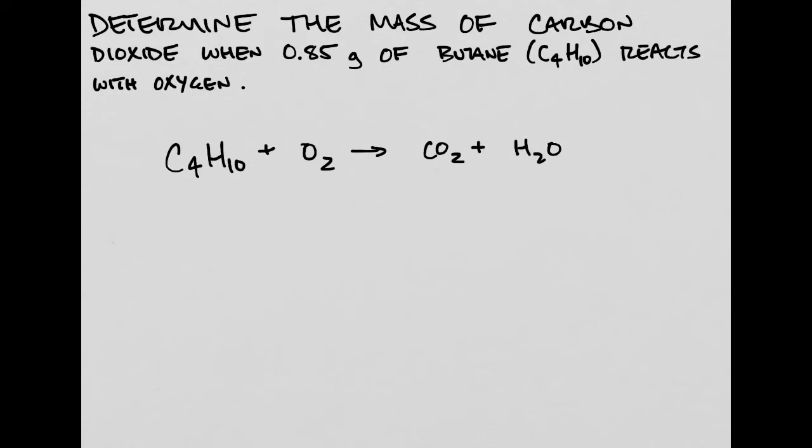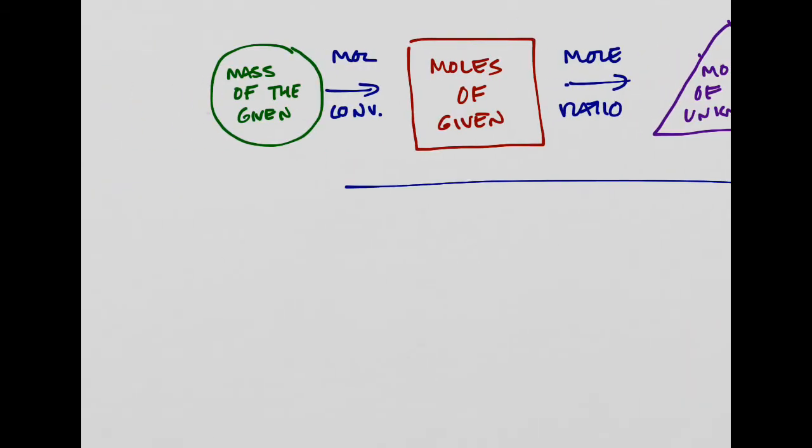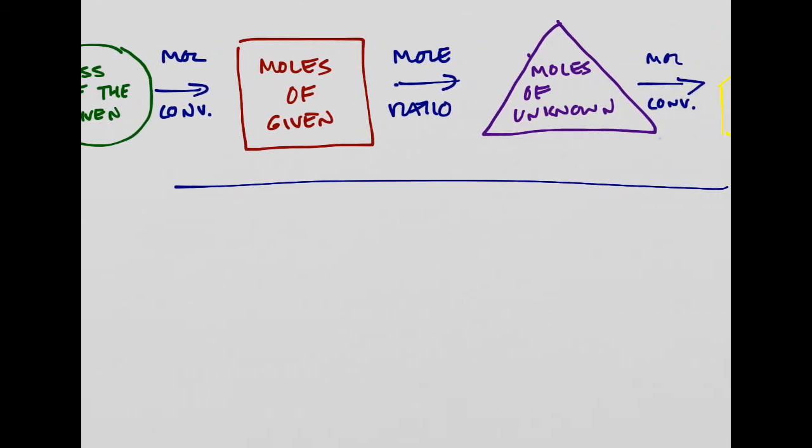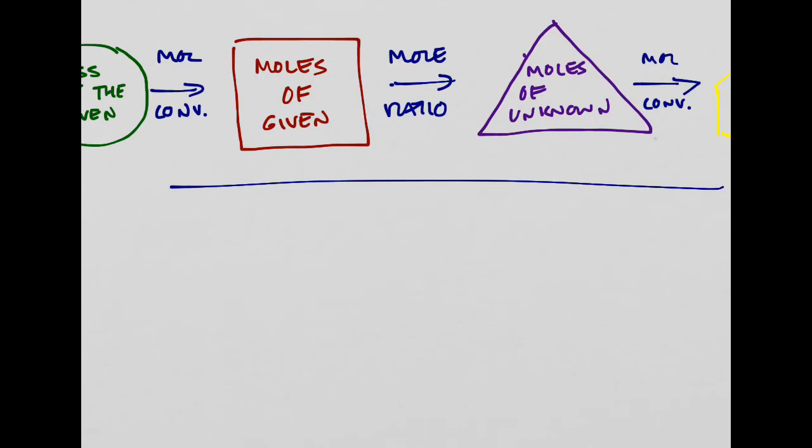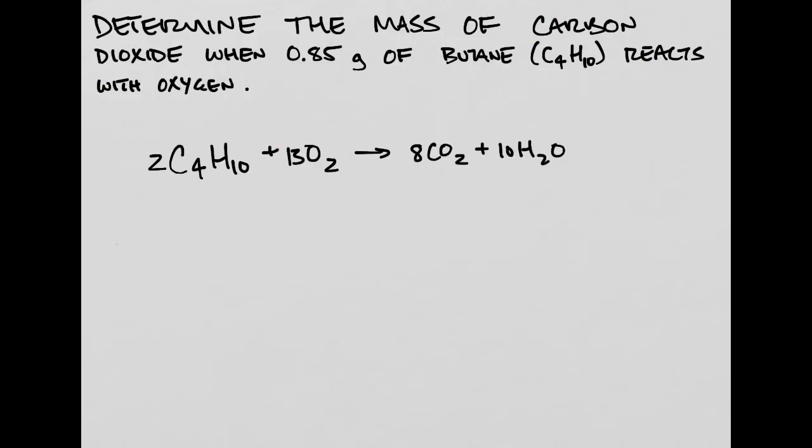Okay, I'm assuming that you paused, and if you had done this right, you would know that there'd be 2 of those butanes, 13 oxygens, 8 carbon dioxides, and 10 waters. Just like I said, if you go back to our previous page, we start with the mass of a given, and we are given the mass of 0.85 grams, and we need to figure out the number of moles of that given to start off.